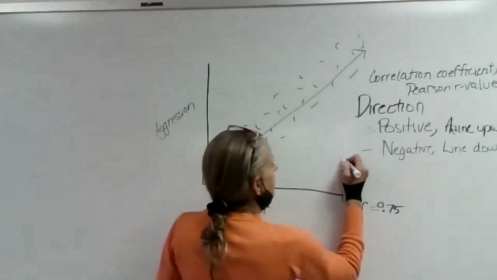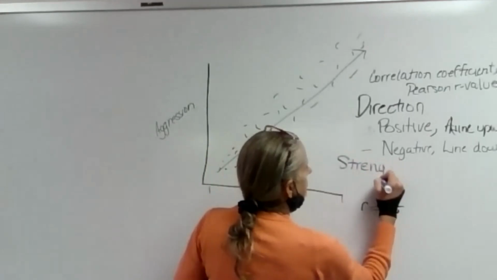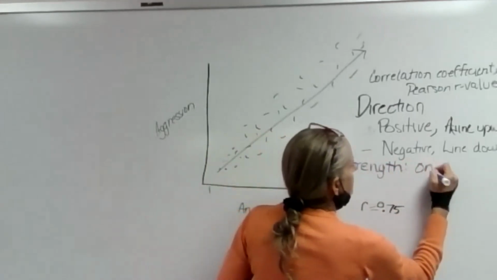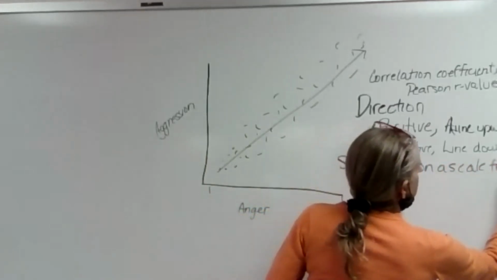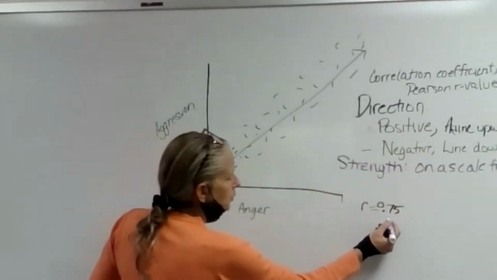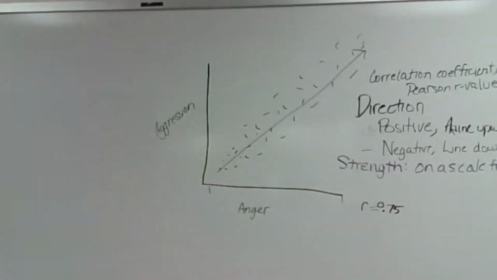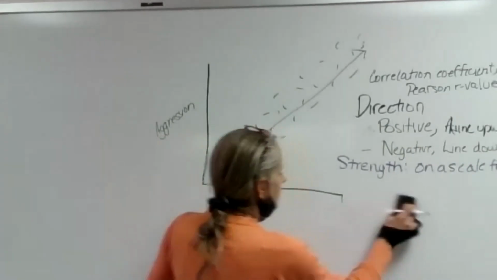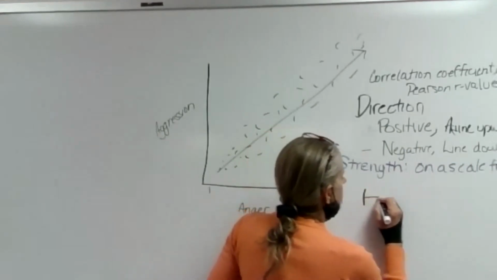We measure the strength of the relationship on a scale from 0 to 1. And so a 0.75 would fall about halfway through that scale. And so a 0.75 would be on the strong side. So let's draw out what that scale might look like. Here is our scale.